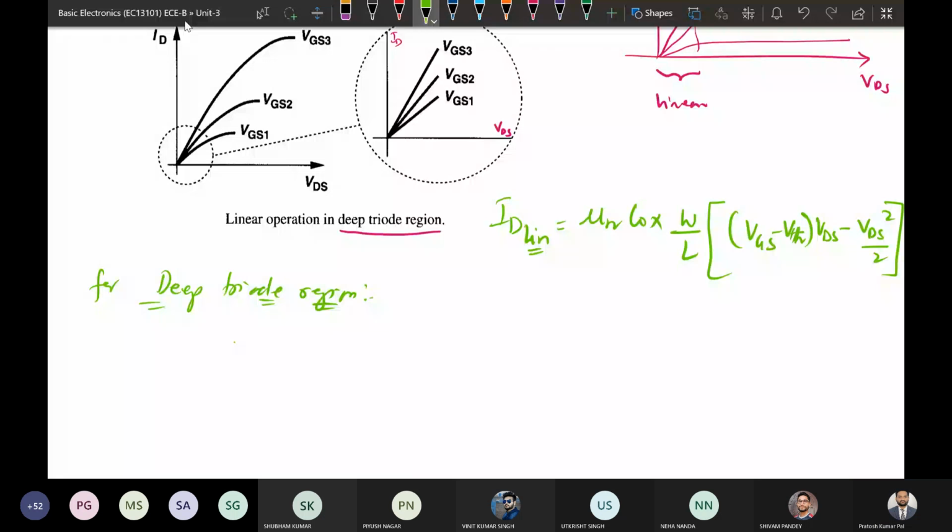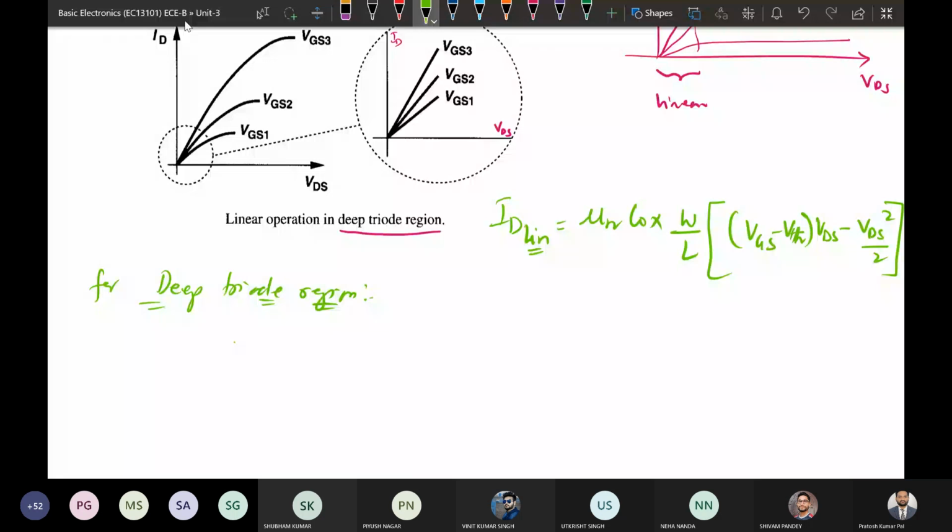So the ID is mu n Cox W by L, VGS minus VTH into VDS. So this is in the case of triode region, where we find out the current. This is the current in deep triode region.